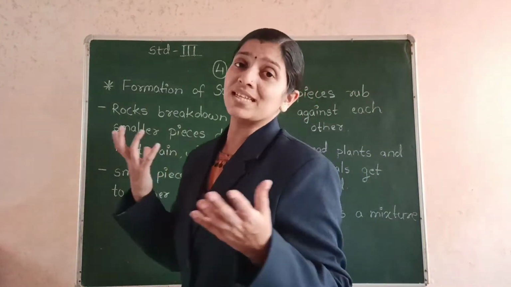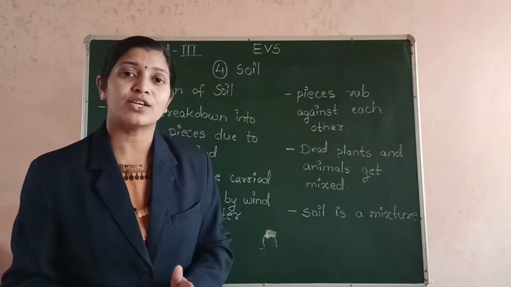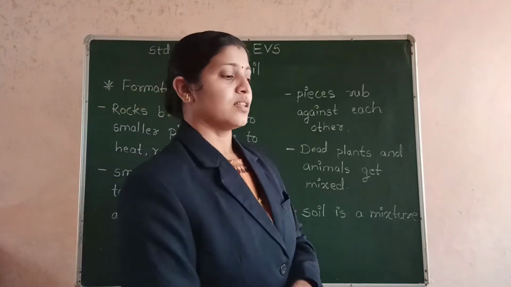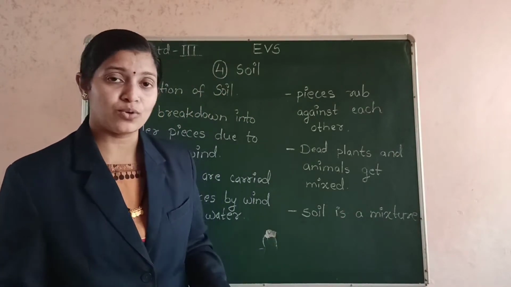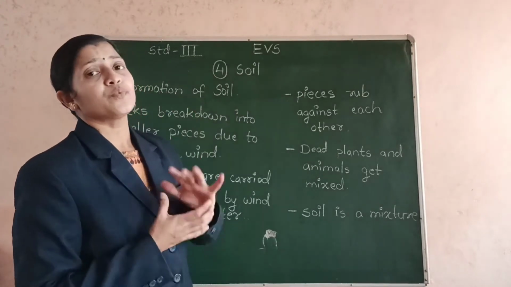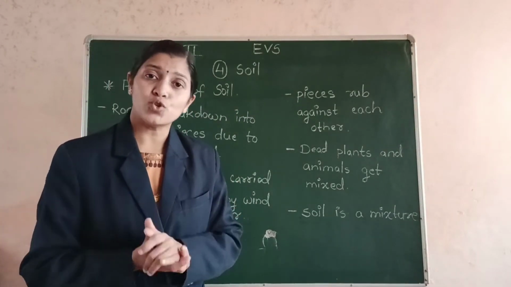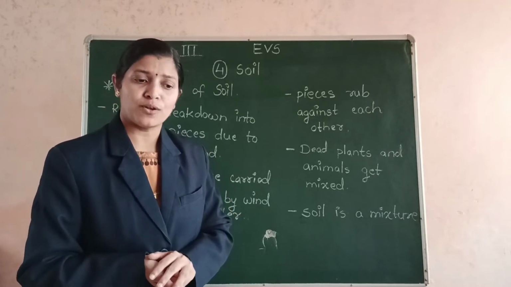So what is soil? Soil is the uppermost layer of the earth. The uppermost layer of the ground is called soil. Soil is very useful to us. Now, how is this soil useful?